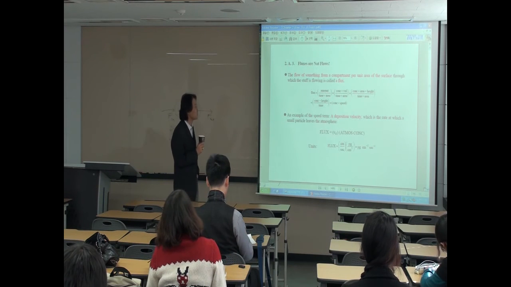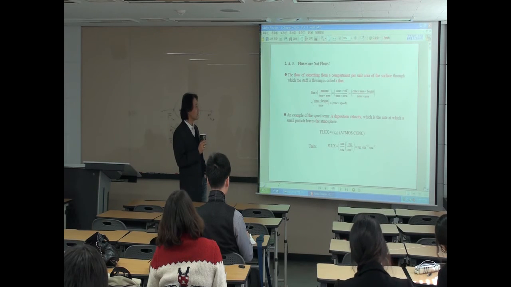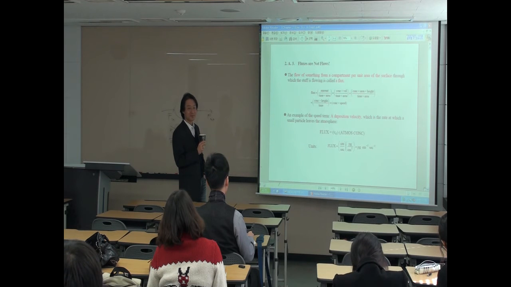The flow of something from a compartment per unit area of the surface through which the stuff is flowing is called the flux. Wow. Super, right?